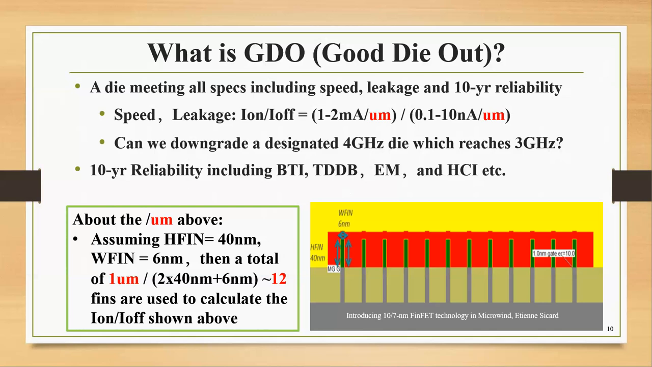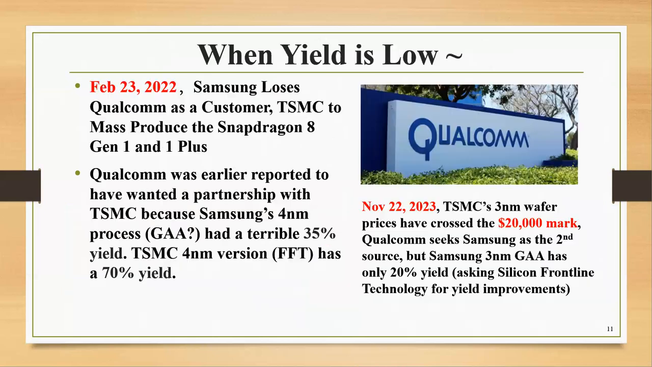Okay, let's look at an example of Samsung. When the yield is too low, this year on February 23rd, Samsung lost Qualcomm as a customer because they could not generate enough yield. The yield is about 35%, and Qualcomm demands 70% or higher, and somehow Samsung, due to various issues, cannot generate enough yield. And so, well, you just make more wafers then.